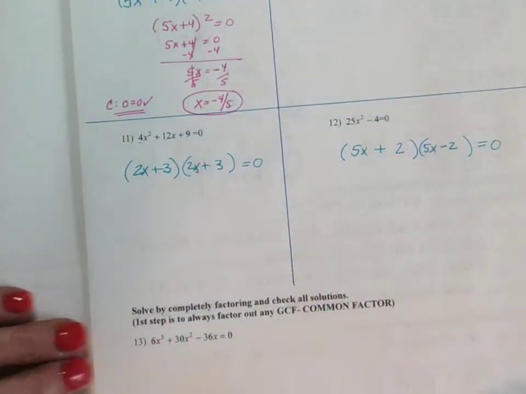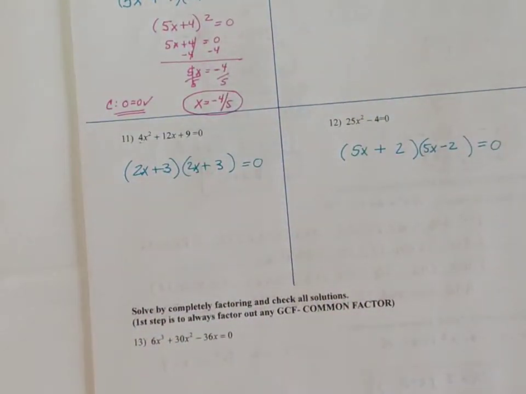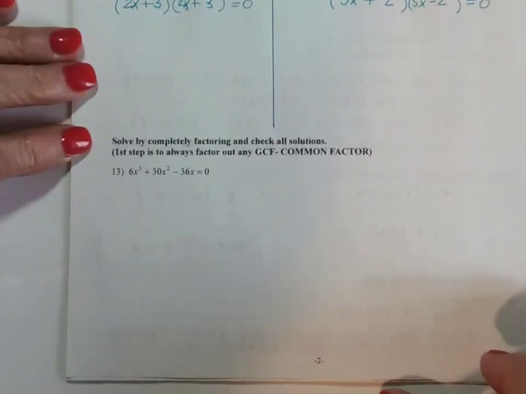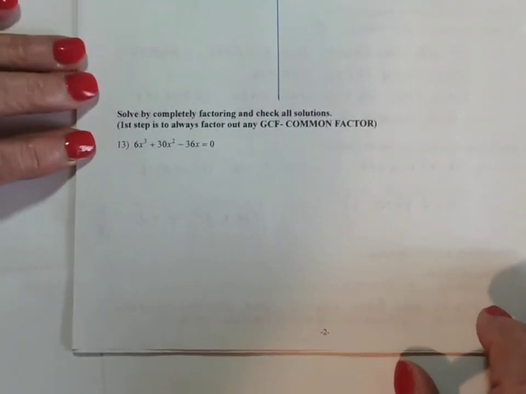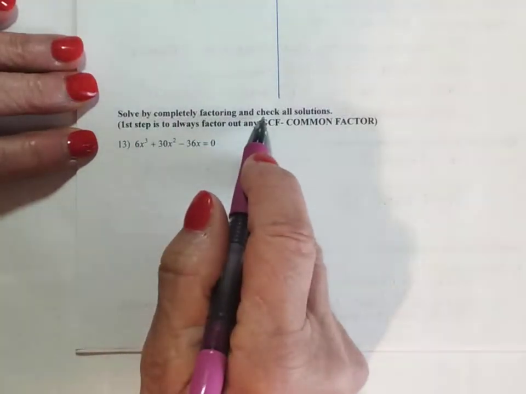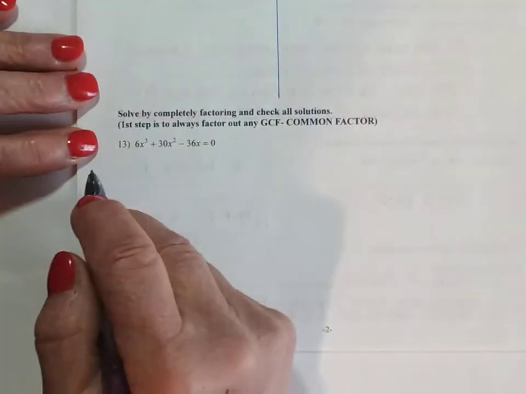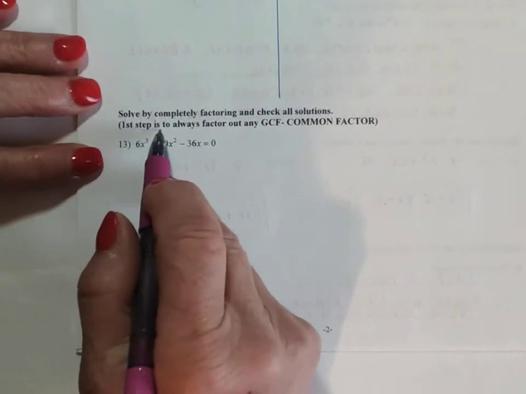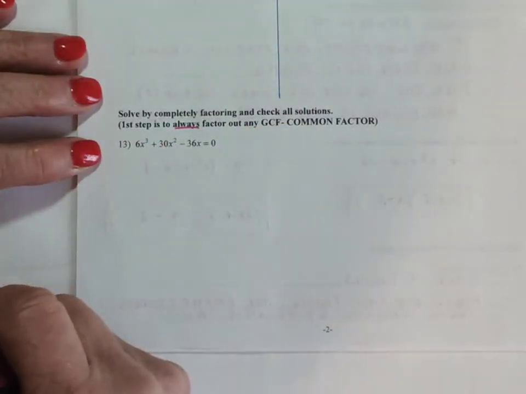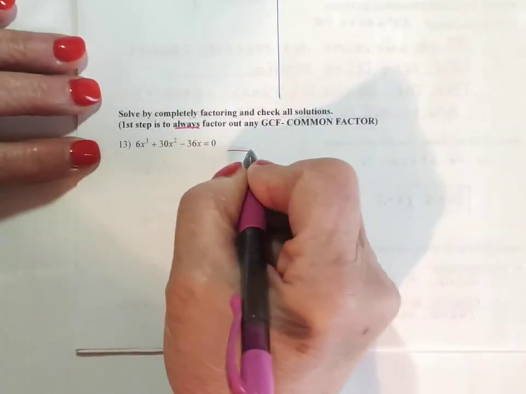Putting everything that we've been doing in the last 3 or 4 sections together. This problem is solved by completely factoring and checking all solutions. Your first step is always to factor out a greatest common factor, right?